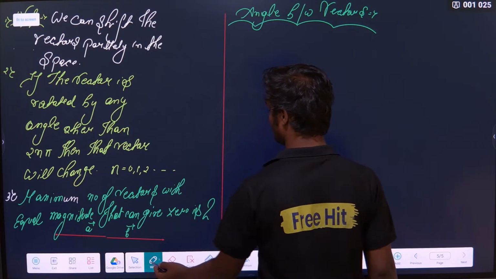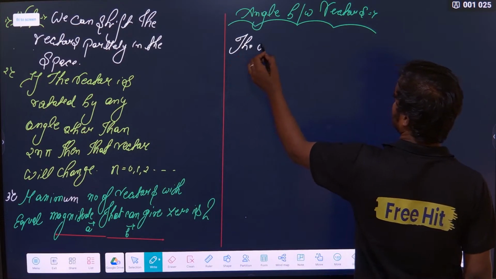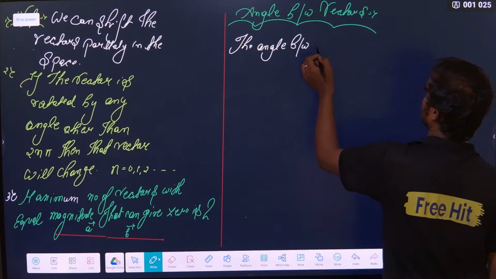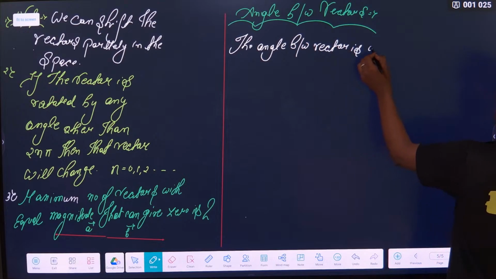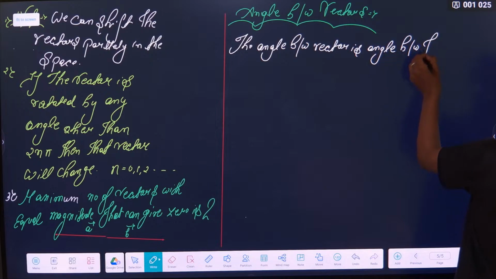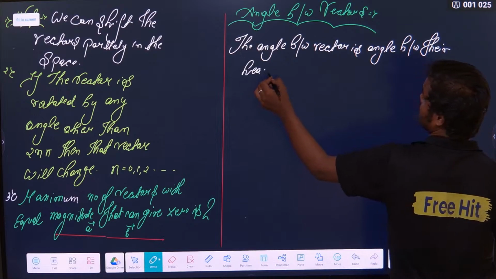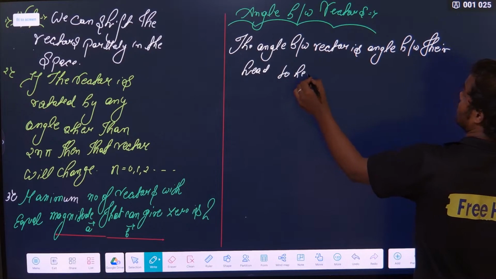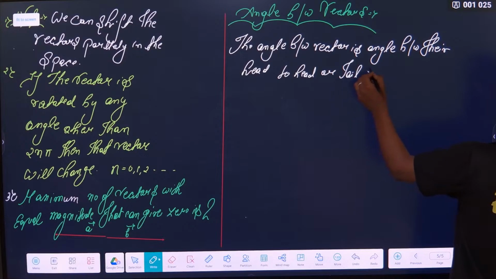So first you have to remember this line. The angle between the vectors is the angle between their head to head or tail to tail.